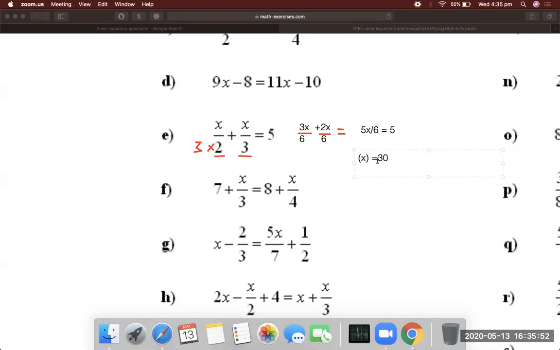So to get just x, we divided this side by 5, right? So to balance it out, because it's an equation, because it's an equal sign, you have to divide the right-hand side by 5. Do you understand? And when you do that, you get 6. Easy peasy? All right, take notes.